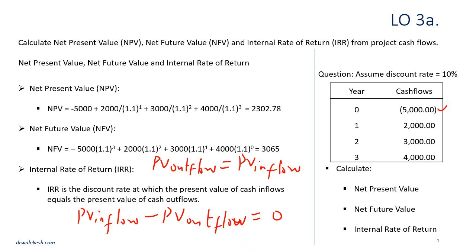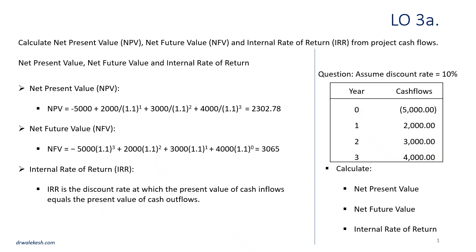So there's just one outflow, which is 5,000. So if that is the case, it will be 5,000 divided by 1 plus the discount rate raised to power 0, because we are discounting this 5,000 back to today. Fortunately, the figure is today's figure. Then year 1 will be discounted back to today, but we would be raising to power of 1. Year 2 figure will be discounted back to today, but we would raise to power of 2. And year 3 figure will be discounted back to today, but we would raise to power of 3.